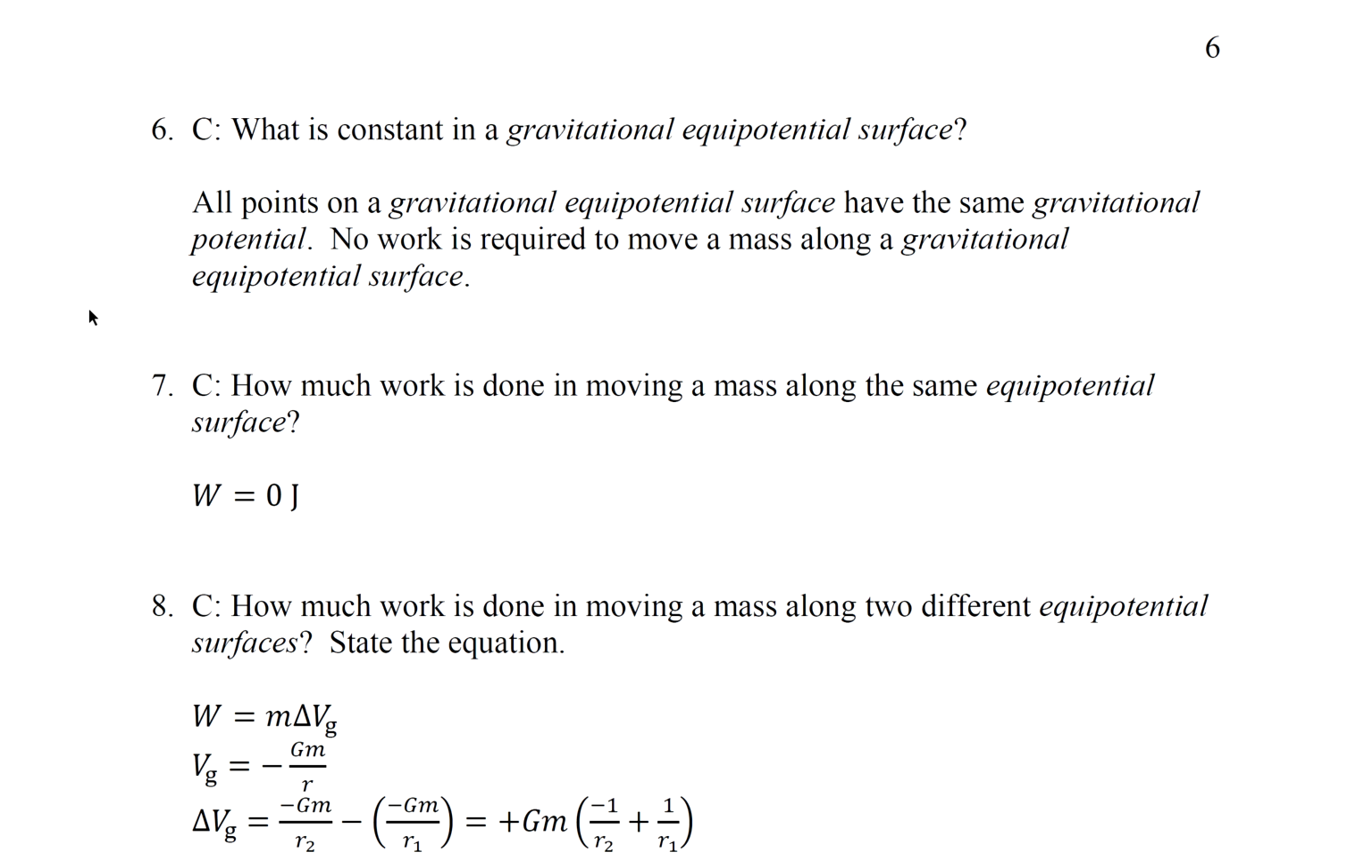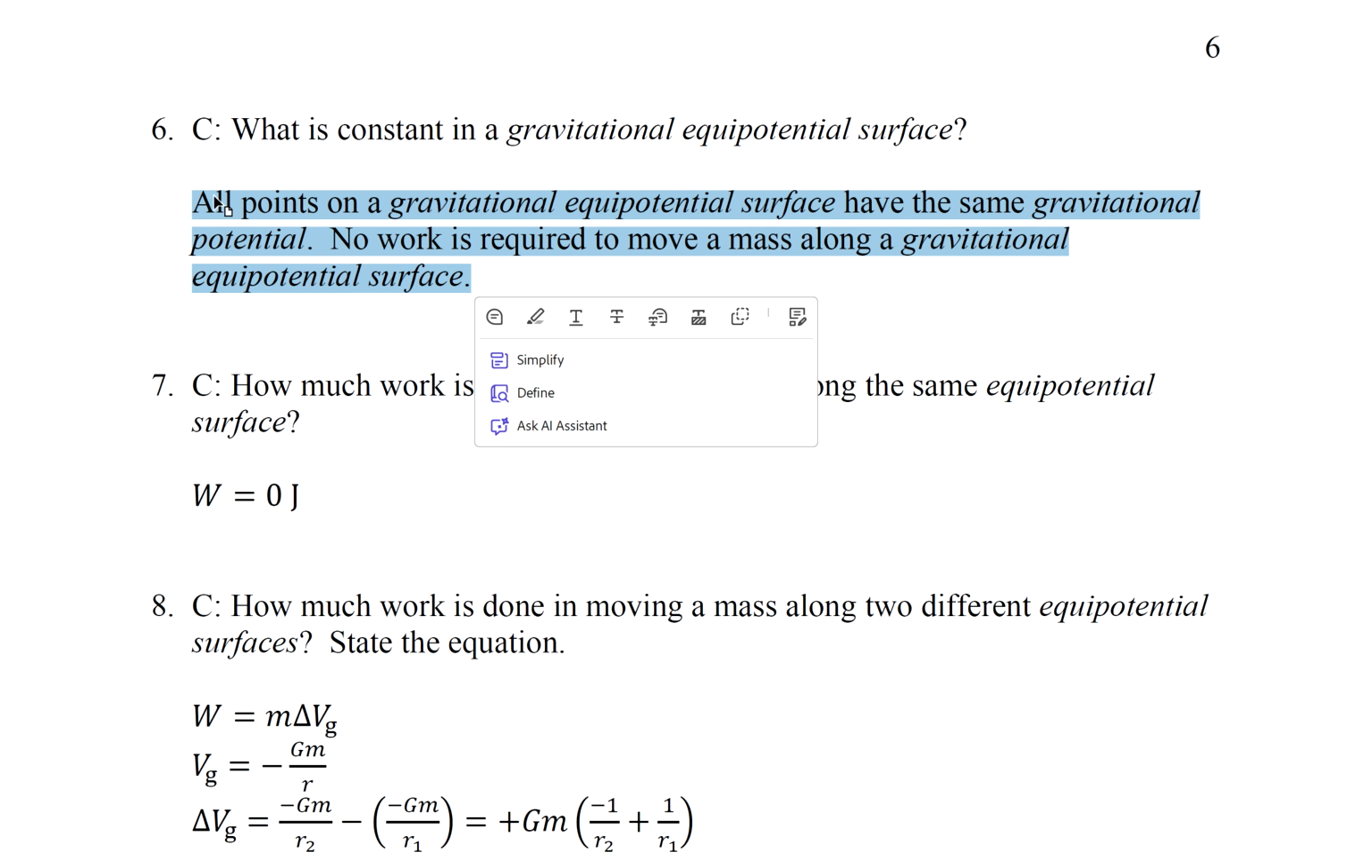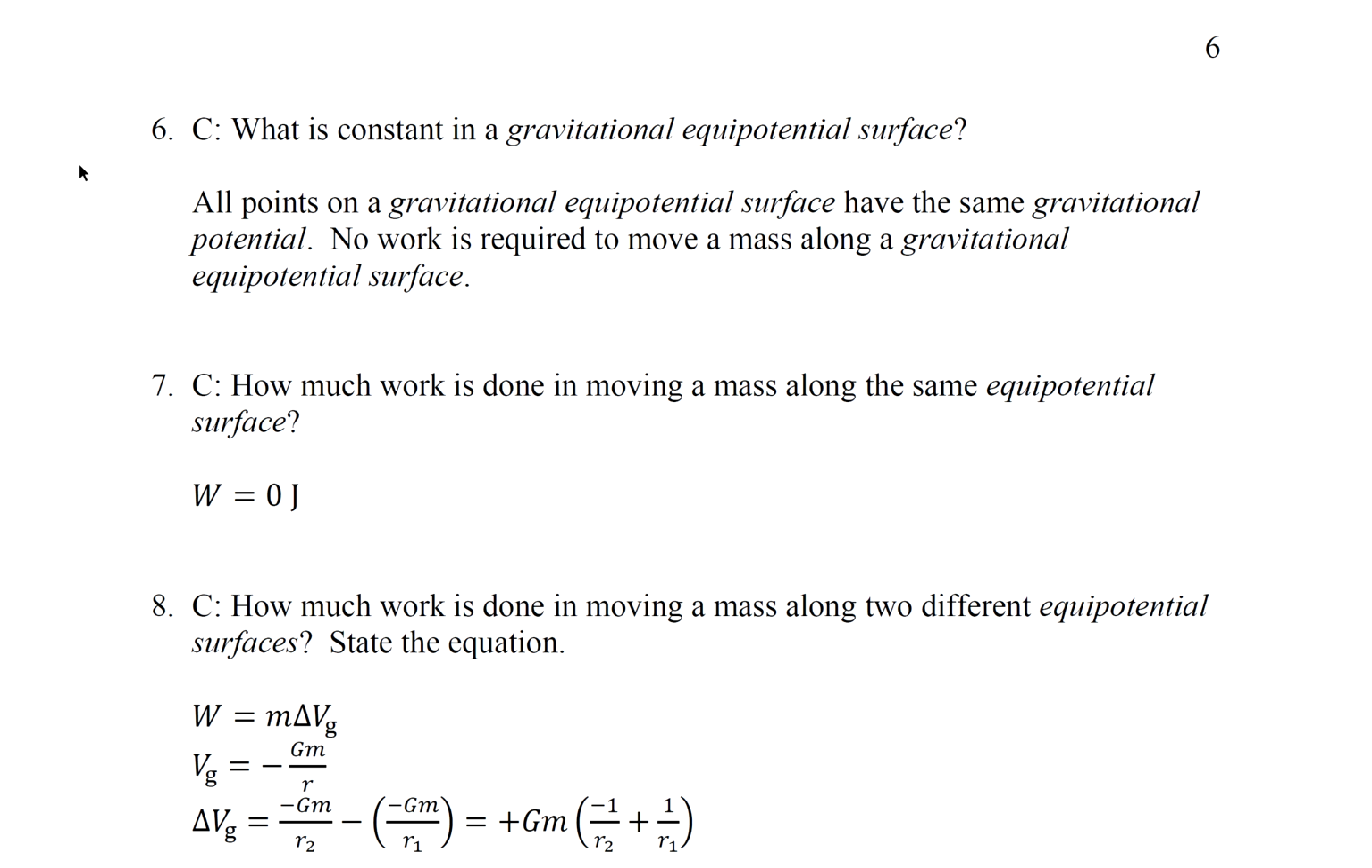Question 6. What is constant in a gravitational equipotential surface? All points on a gravitational equipotential surface have the same gravitational potential. No work is required to move a mass along a gravitational equipotential surface. So it's like you're above the surface of the Earth and you're going in a horizontal line. You have the same mgh. Question 7. How much work is done in moving a mass along the same equipotential surface? It is 0 joules.